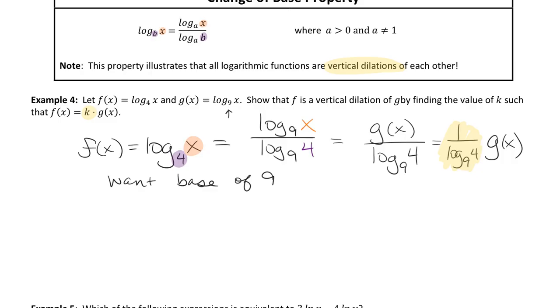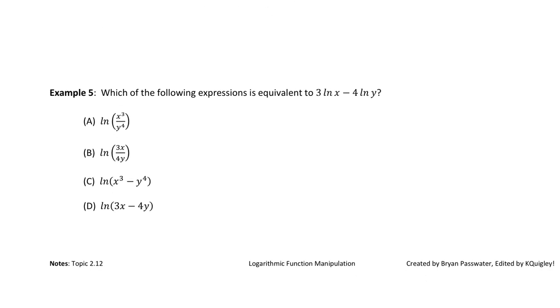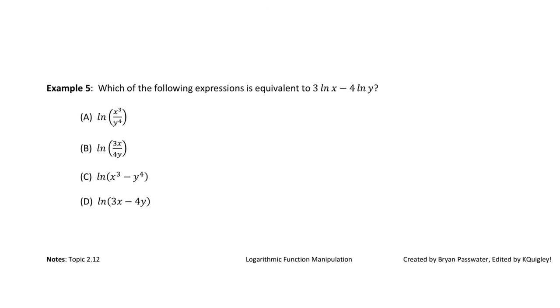So to get some good vibes back in here, I've got one more question for you to answer on your notes. It's going to remind you that you do actually know what's going on here. In example 5, it says which of the following expressions is equivalent to 3 natural log of x minus 4 natural log of y. This one's for you. I'm going to give you a few minutes, like 1 minute. I want you to answer this question.